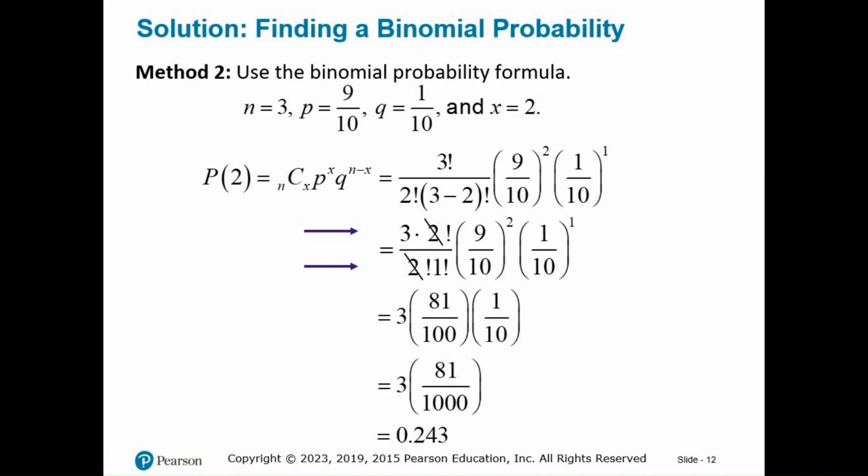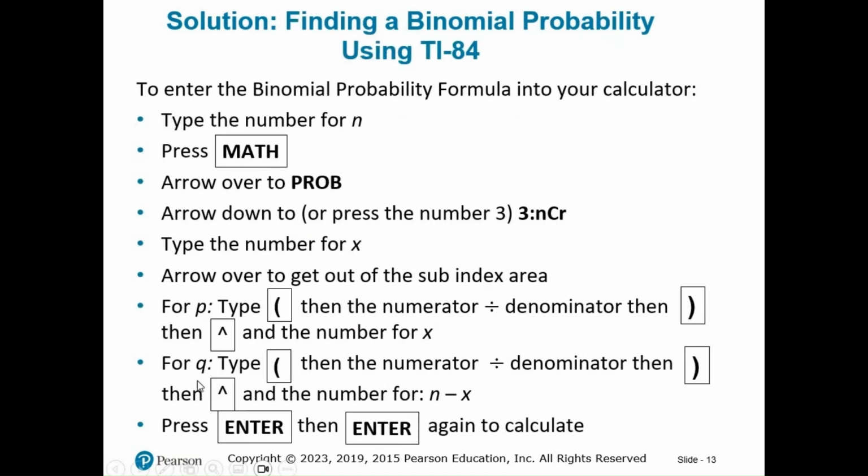Now, how could we do this with the calculator? Well, one way would be to do the following. Start with the combination part of the formula by typing in the number for n, in this case 3. Then press the math key. Arrow over to the probability menu, then arrow down to or press the number 3 option. Then type the number for x, in this case 2. Arrow over to get out of the sub-index area.